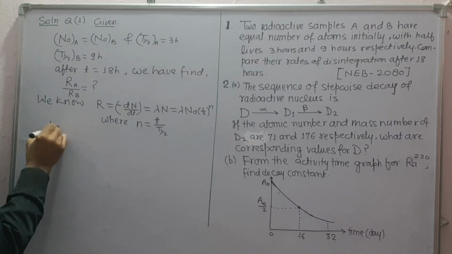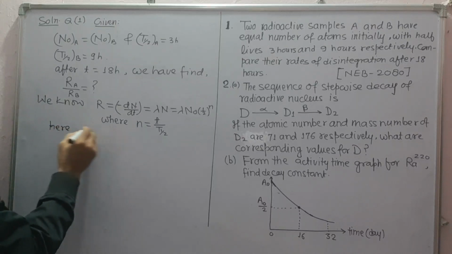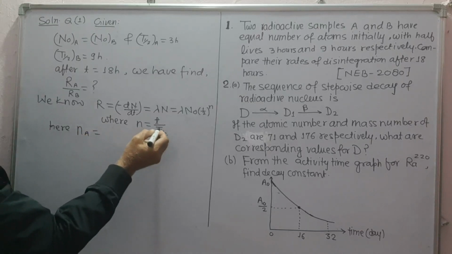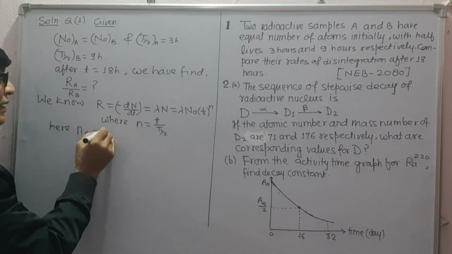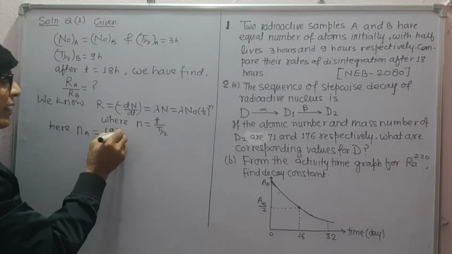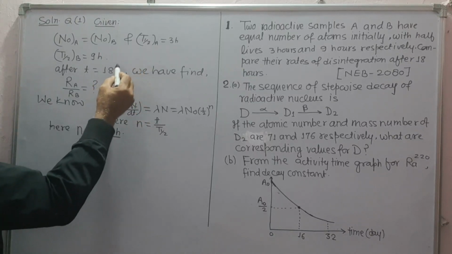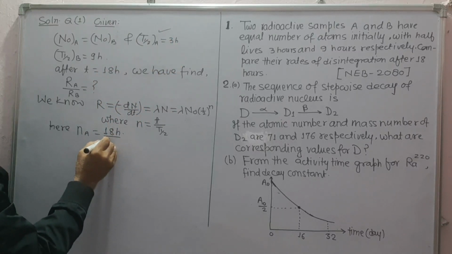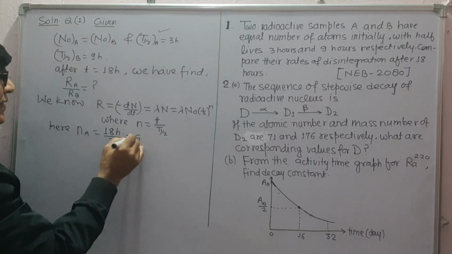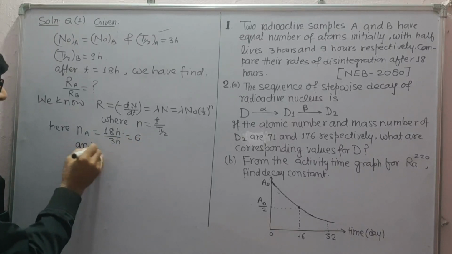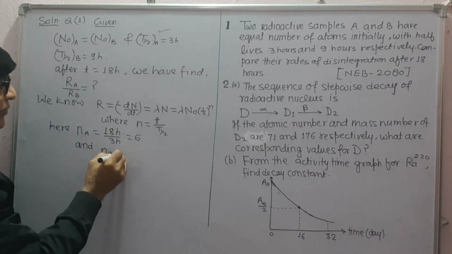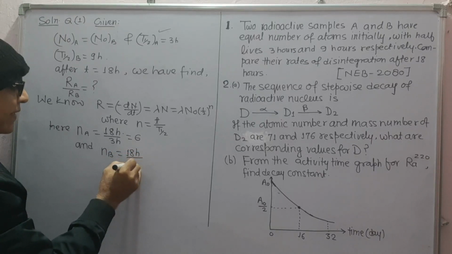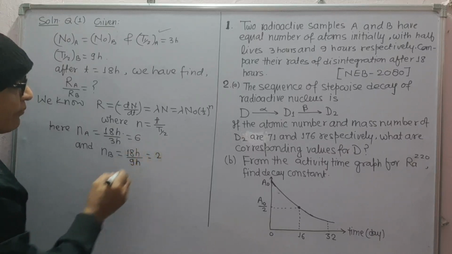Here n for A will be equal to 18 hours upon half-life of A. This, 3 hours, means 6, and n of B will be equal to 18 hours upon 9 hours is equal to 2.